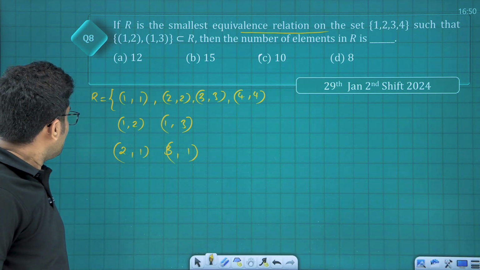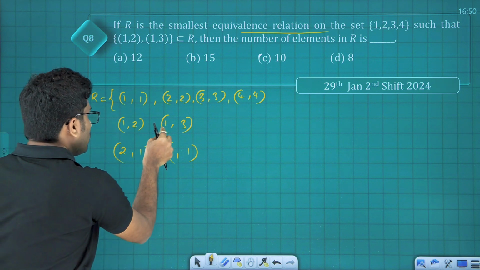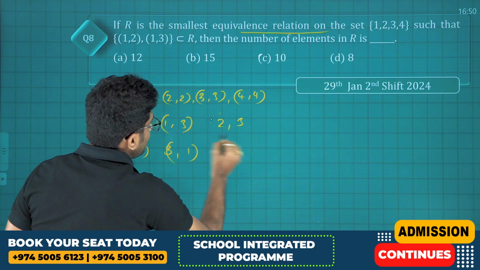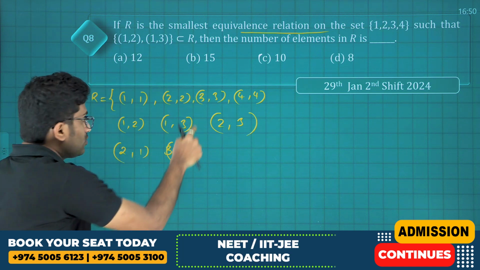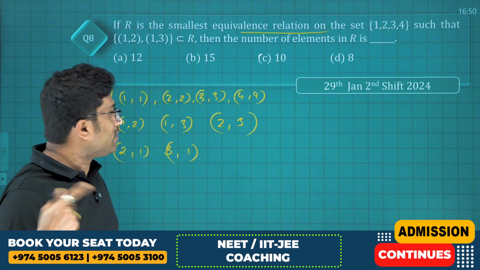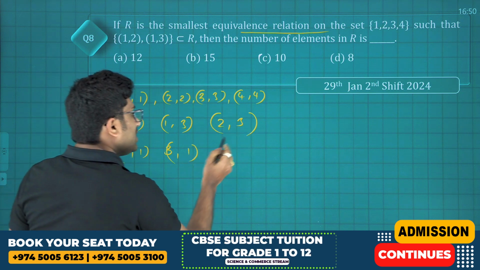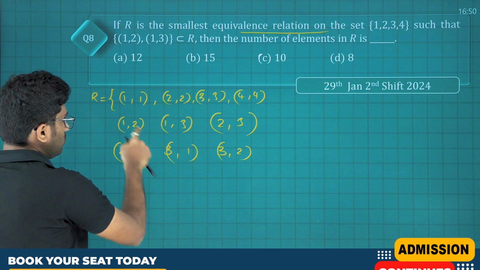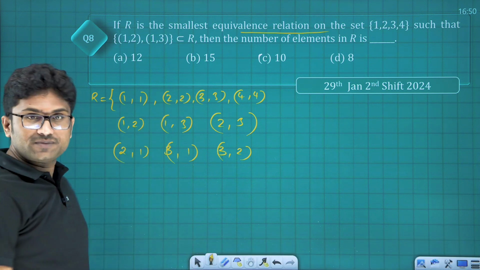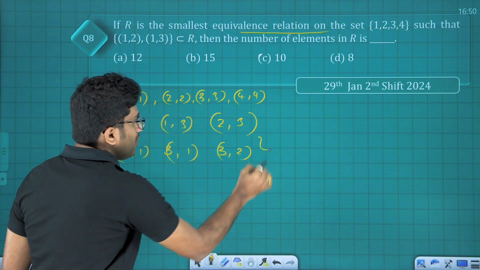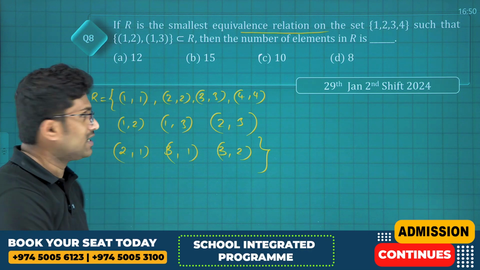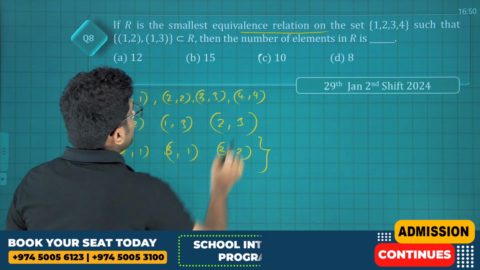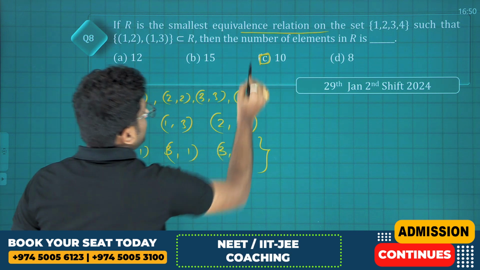Now (1, 2), (2, 1), (1, 3), so (2, 3) should be there. (2, 1), (1, 3), so (2, 3) should be in our R to make it transitive. Now as we have (2, 3), again to make it symmetric, (3, 2) should be there. Clear? (2, 1), (1, 3), (1, 2), (2, 3). That's it. So with that, this relation will be the smallest possible equivalence relation. So 1, 2, 3, 4, 5, 6, 7, 8, 9, 10. Answer is option C, 10.